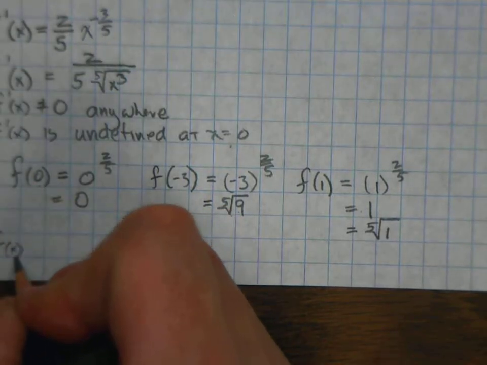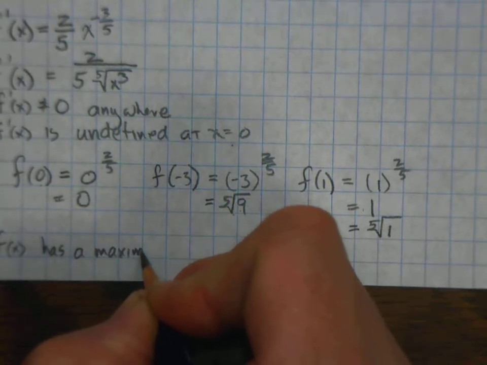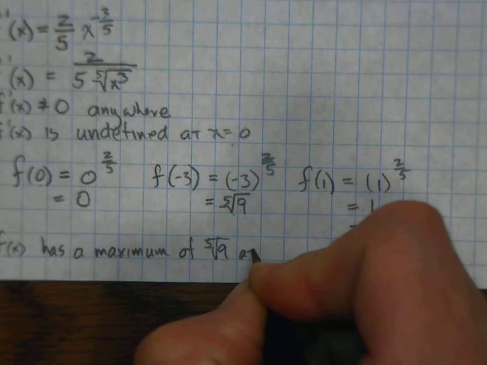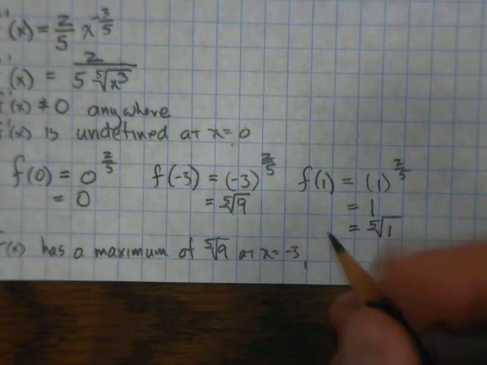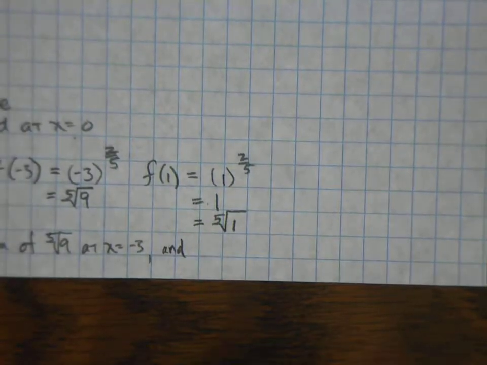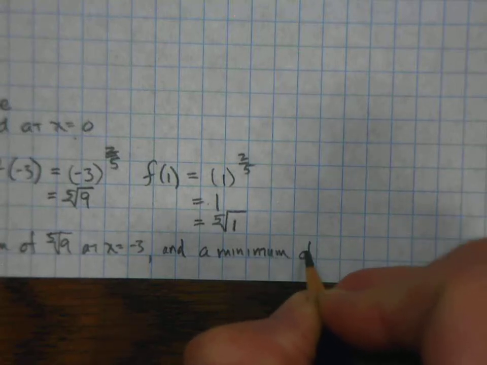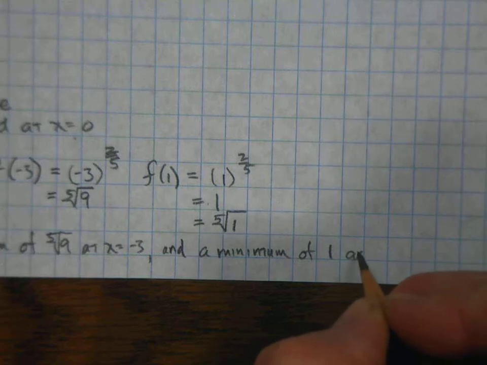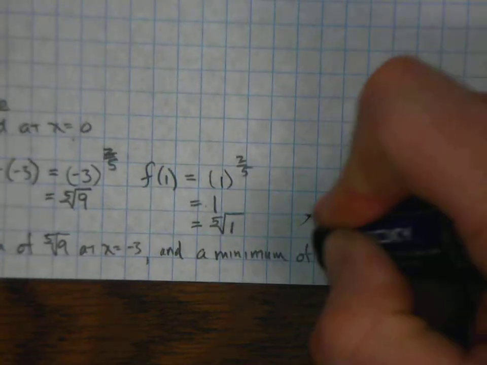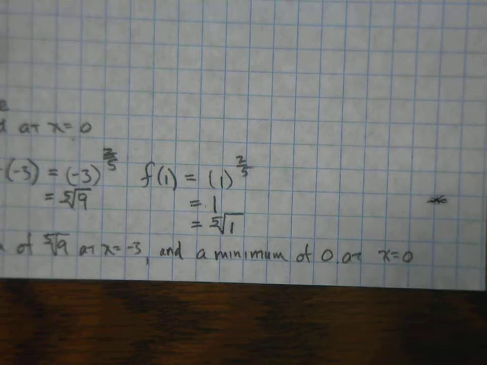F has a maximum of the 5th root of 9 at x equals -3, and a minimum of 1 at, that's not true either, not a minimum of 1. A minimum of 0 at x equals 0.